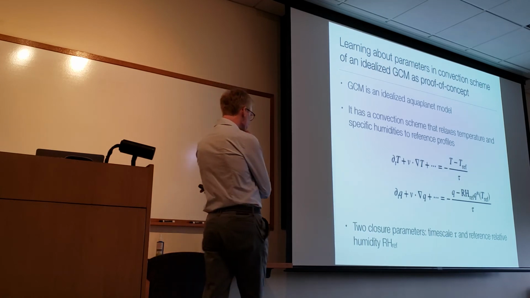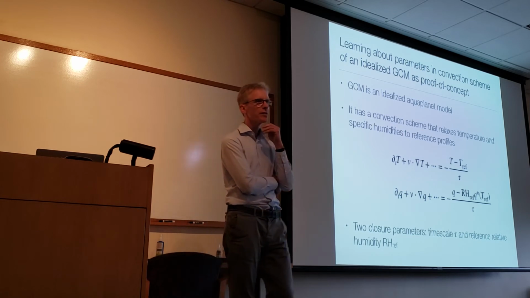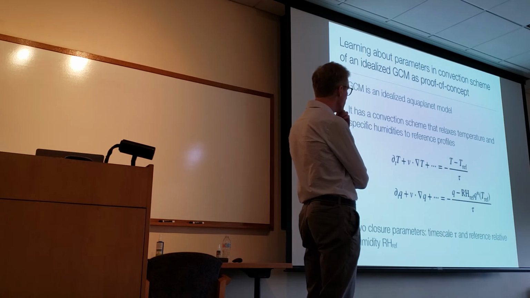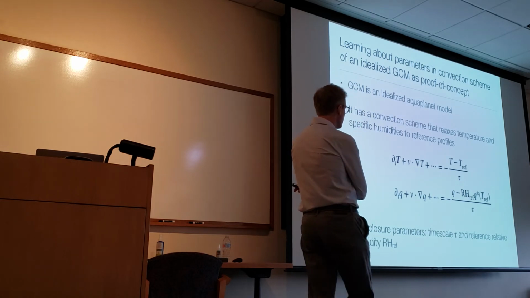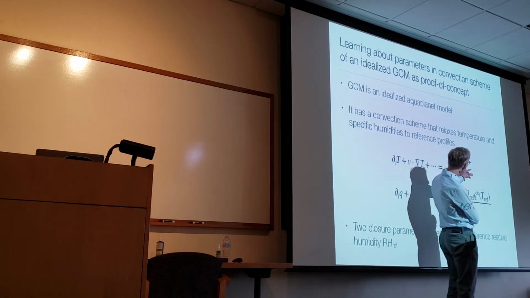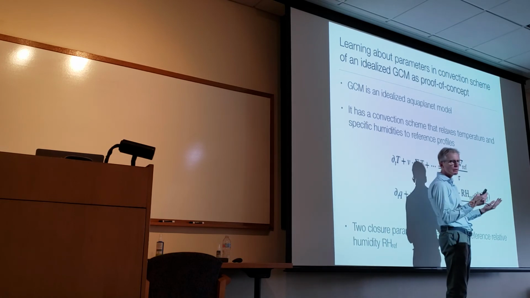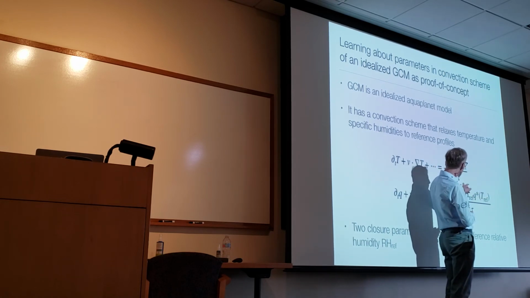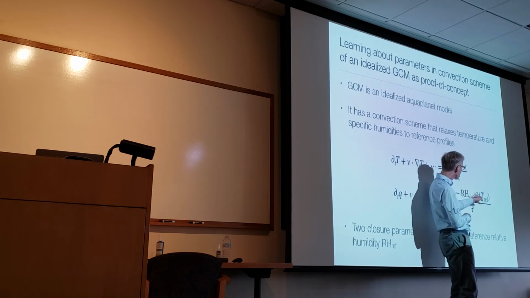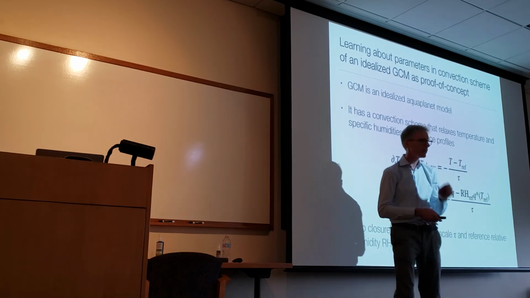So let me show you an example. It's still a toy problem, if you wish, but it's an idealized GCM of the type I've used for many years in my group. It has a Betts-Miller type convection scheme that relaxes temperatures towards a reference profile, and specific humidity towards a reference profile, whenever convection occurs. The temperature reference profile is a moist adiabat, with relaxation on some time scale tau, and the humidity is relaxed to the saturated moist adiabat with some specified relative humidity in front of it.